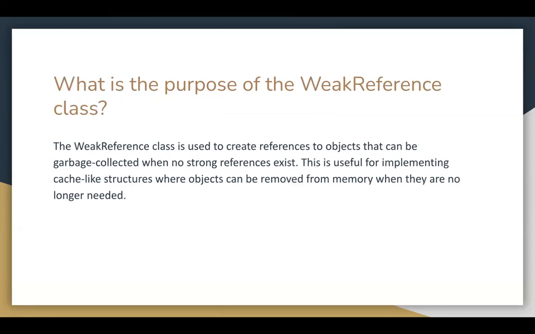What is the purpose of the weak reference class? So the weak reference class is used to create references to objects that can be garbage collected when no strong reference exists. This is useful for implementing cache-like structures where objects can be removed from memory when they are no longer needed. So it helps in memory management in Java.